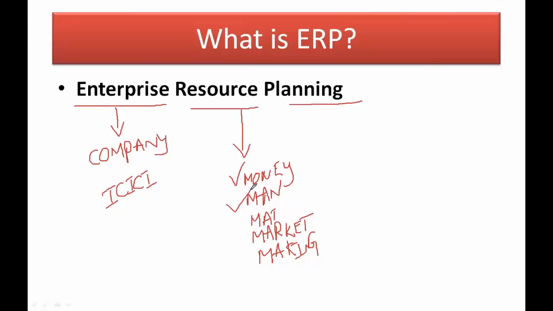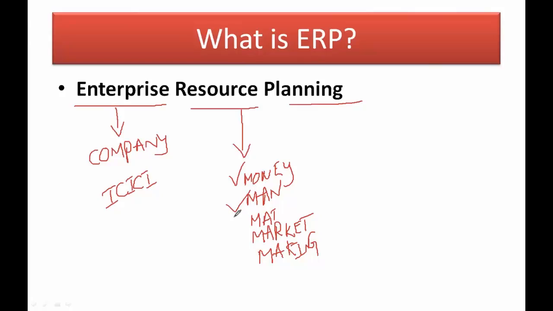Then what do I need? I need infrastructure. What do you mean by infrastructure? Infrastructure in the sense I need furniture, tables, chairs, computers, ACs, everything. Then I need infrastructure called my ATM machines, where I have to provide a service to my banking customers, right? So these are all the infrastructure.